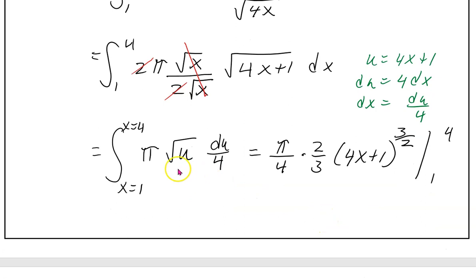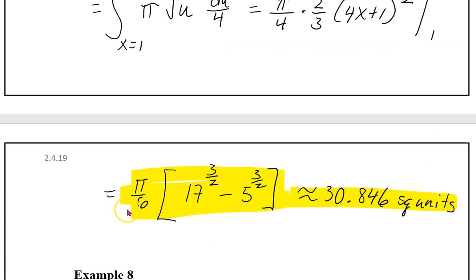By completing the U substitution, note that we write the limits of integration as x equal values, and once we're done, we can plug in the limits of integration. After plugging in the limits of integration, we get an exact value of pi over 6 times 17 to the 3/2 power minus 5 to the 3/2 power. This works out to be about 30.846, and this is square units. This is the amount of paint you would need in order to paint it. In other words, this is the square footage of that solid that we got by revolving that curve around the x-axis. Let's take a look now at example 8.